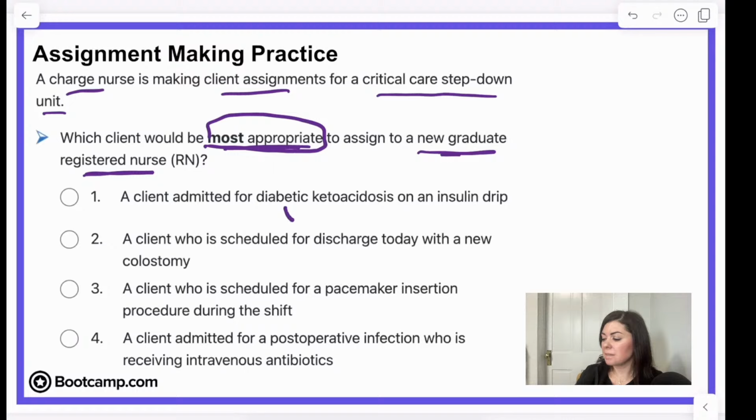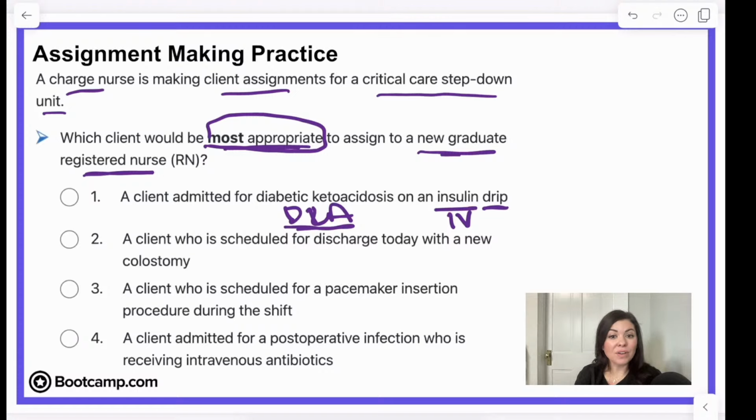Option 1, a client admitted for DKA on an insulin drip, which means IV insulin. So do you want to assign the client in option 1 to a new graduate registered nurse? Yes or no? So I think that we should probably try to find a more experienced nurse for this client, and let me tell you why. We know that DKA is a life-threatening complication of diabetes, and it is a very complex care plan. And we know that IV insulin is one of the highest risk medications we will ever give. It is a very, very potent medication.